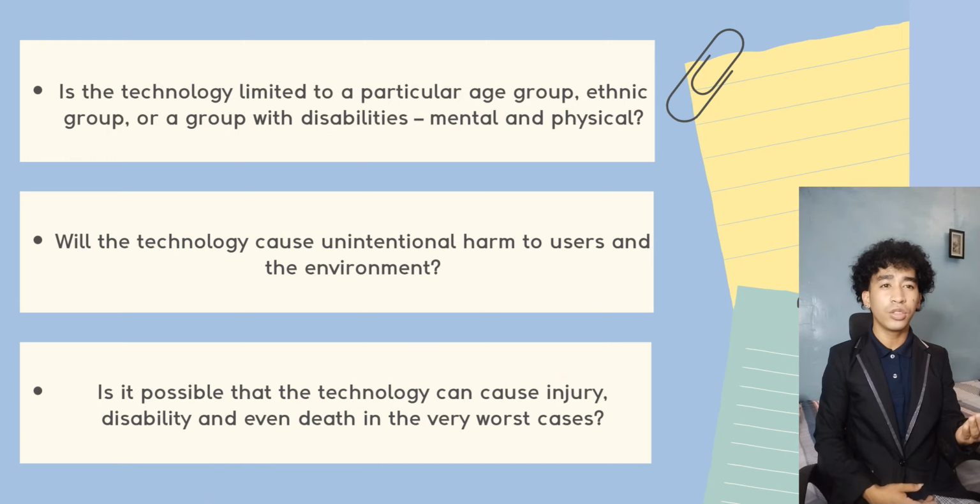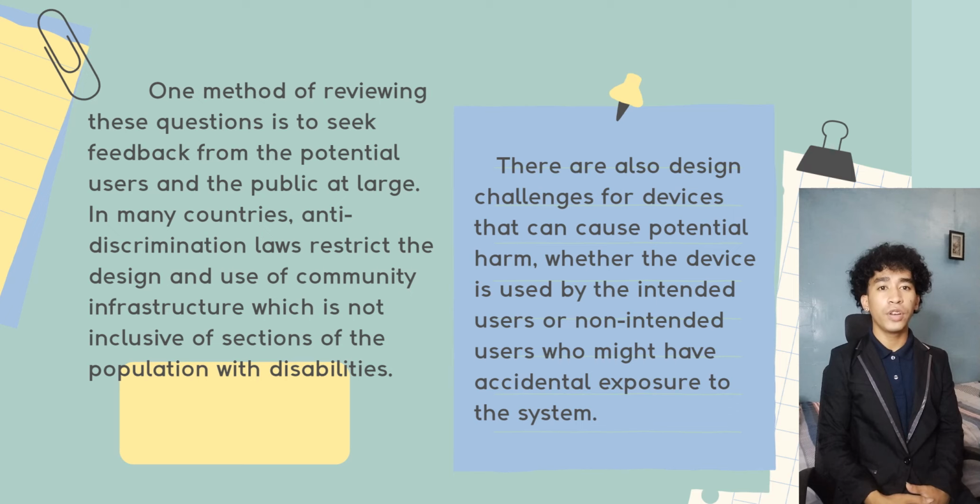Is the technology limited to a particular age group, ethnic group, or a group with disabilities, mental and physical? Will the technology cause unintentional harm to users and the environment? Or is it possible that the technology can cause injury, disability, and even death in the very worst cases? These questions are concerning those people or the surroundings that might be affected by the said technology of the research. One method of reviewing these questions is to seek feedback from the potential users and the public at large.